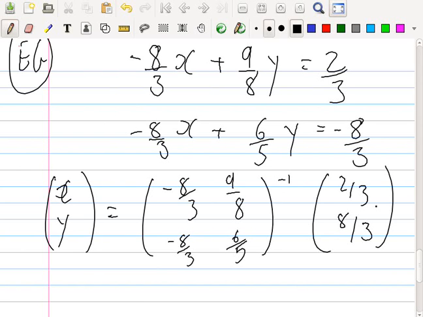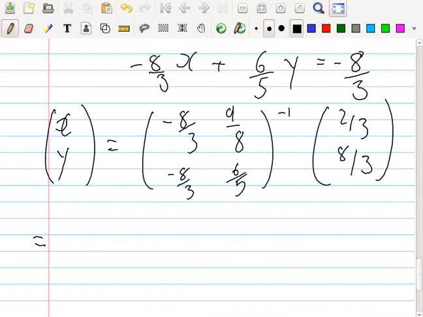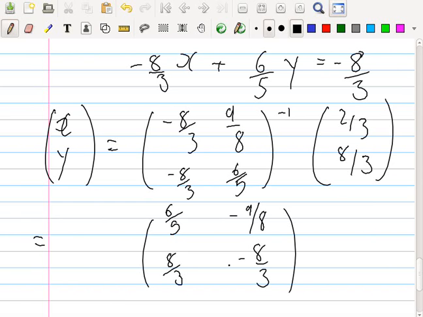And I'll happily take a calculator off of someone to do this one. Thank you. Okay. Right, so firstly, the part I don't need a calculator for is just the swap and the minus part. So that's 6 over 5, minus 8 over 3, minus 9 over 8, and 8 over 3. And now let me do the determinant part in the front.